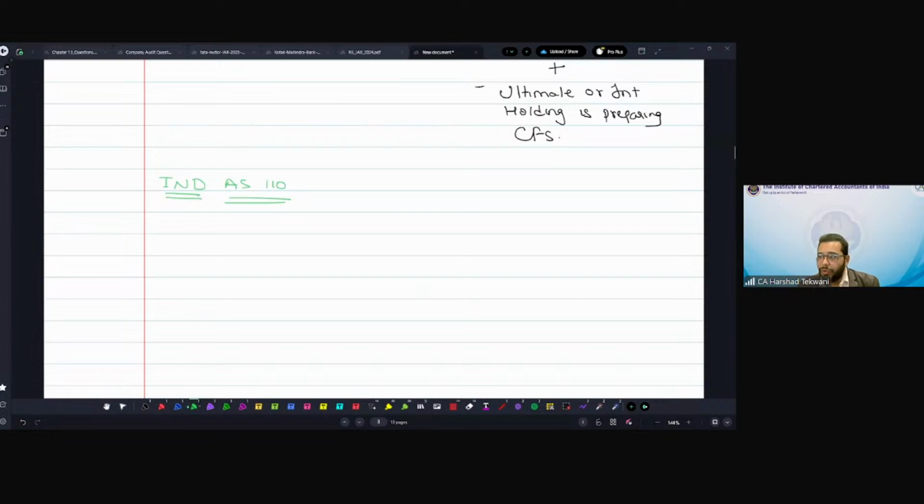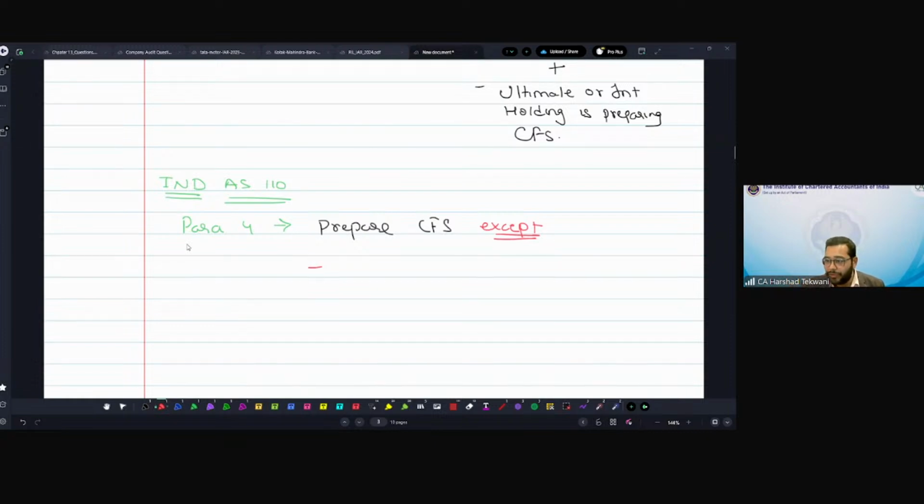Now, in Ind AS 110, there are basically two paragraphs, 4 and 4b. Para 4 says that an entity that is a parent shall prepare consolidated financial statements except when certain conditions are met. So the first exemption is under para 4. Prepare CFS except if you meet these conditions. Sorry, 4 conditions.